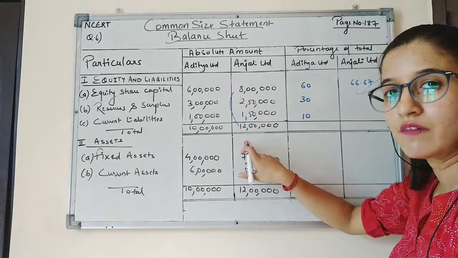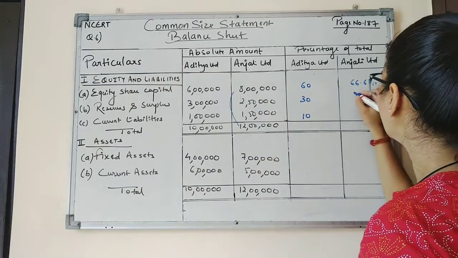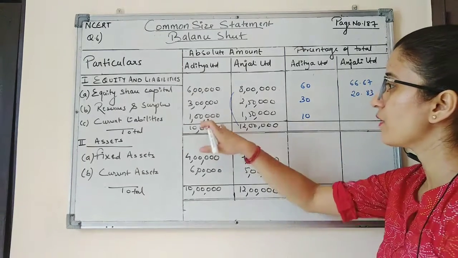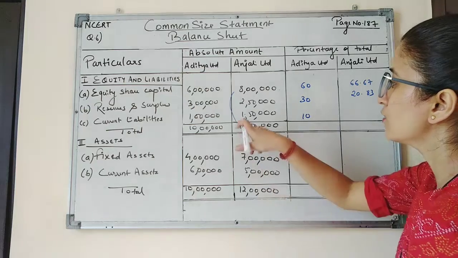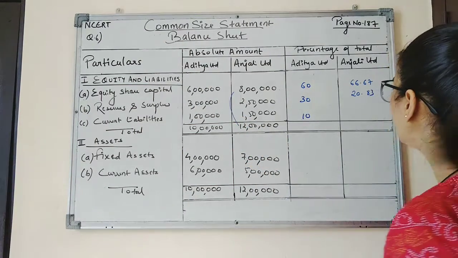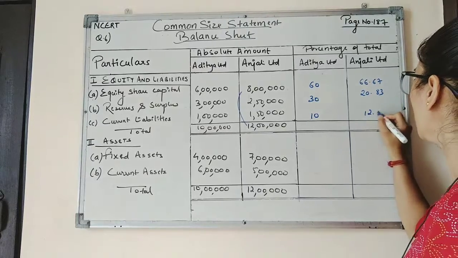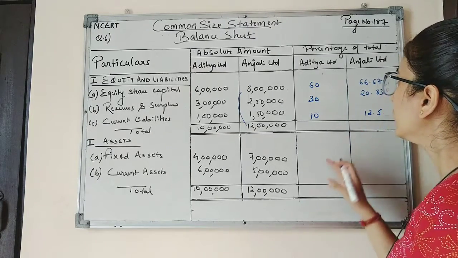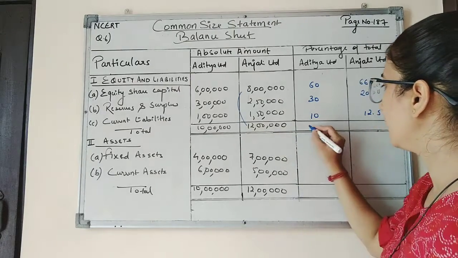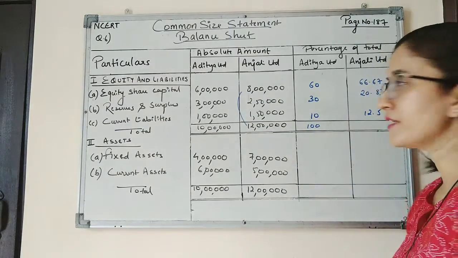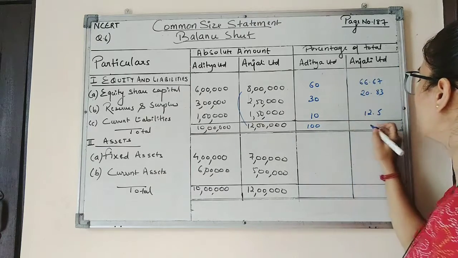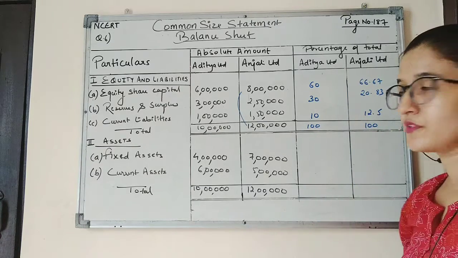2,50,000 divided by 12 lakh into 100 will be 20.83%. And the last one is current liabilities. So 1,50,000 divided by 12 lakh into 100 will be 12.5%. Now the percentage total of Aditya Limited in equity and liabilities will be 100%, and the percentage total of Anjali Limited in equity and liabilities will be 100%.